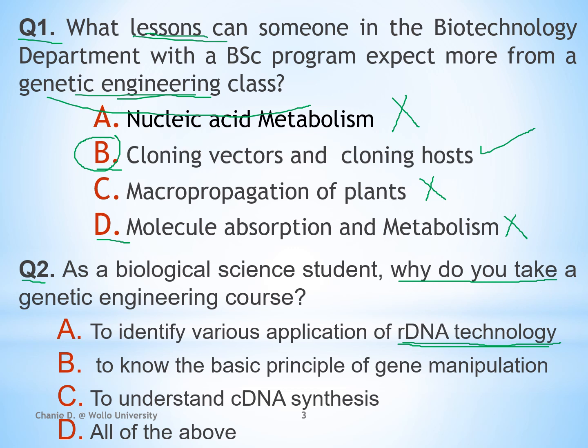B, to know the basic principle of gene manipulation. Yes, how to manipulate genes, what the gene manipulation tools are, and how to use those genes for different applications through this principle. So B is also correct. C, to understand cDNA synthesis. This is an important principle to construct a genetic library and is also used in different diagnoses. So cDNA synthesis is also another important issue in genetic engineering. So it is correct. All of the above are correct reasons that we are going to learn the course genetic engineering.